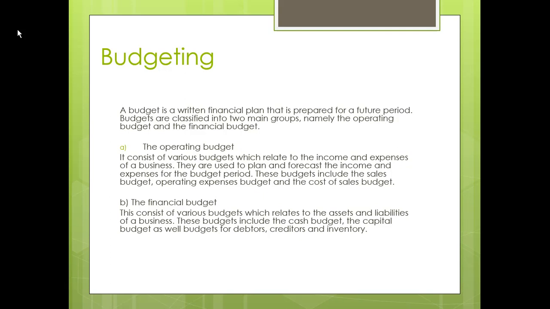The next one is the financial budget. This consists of various budgets which relate to the assets and liabilities of a company. These budgets include the cash budget, the capital budget, as well as budgets for debtors, creditors, and inventory.